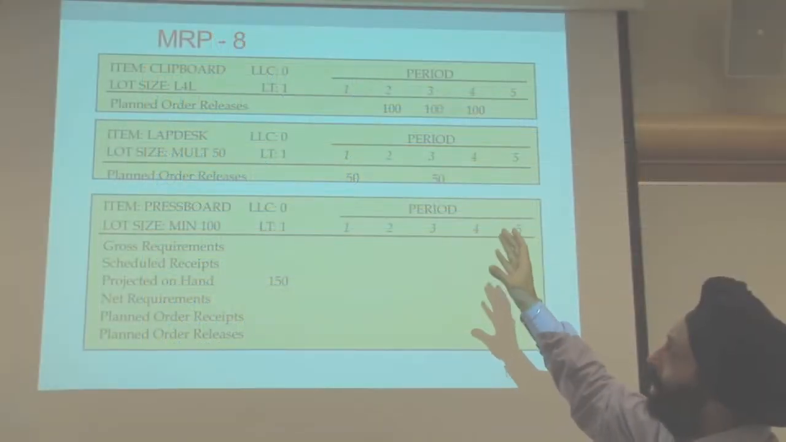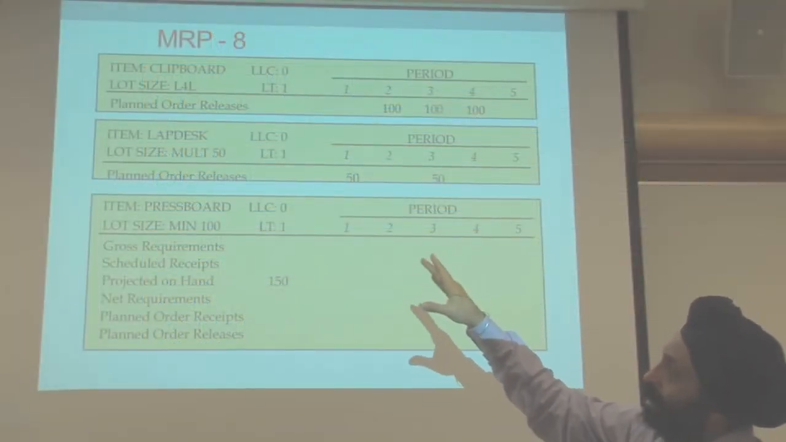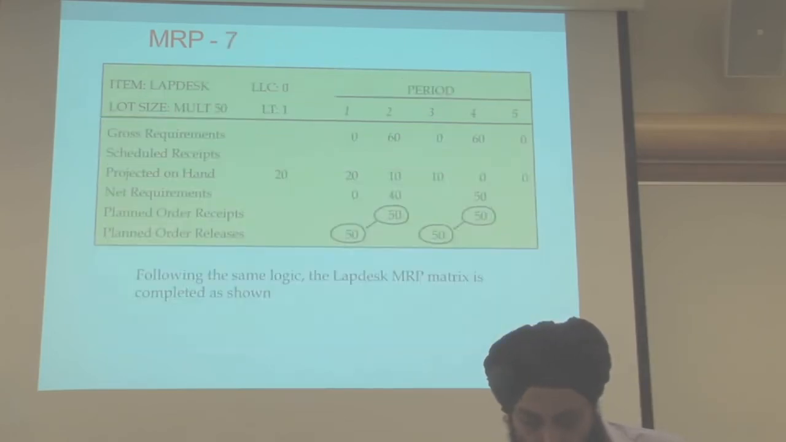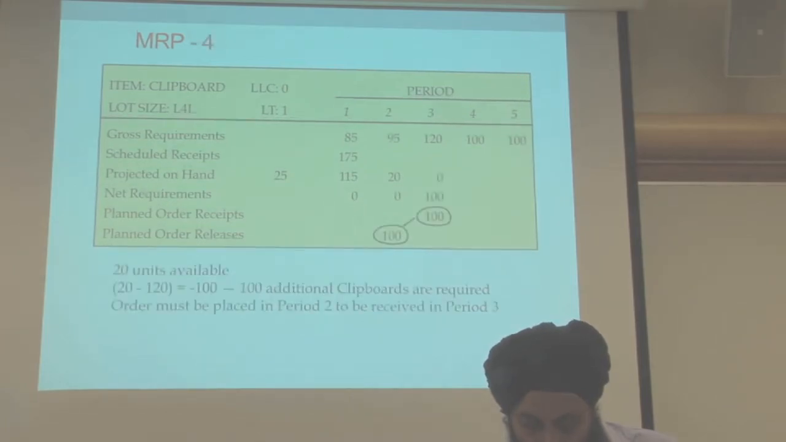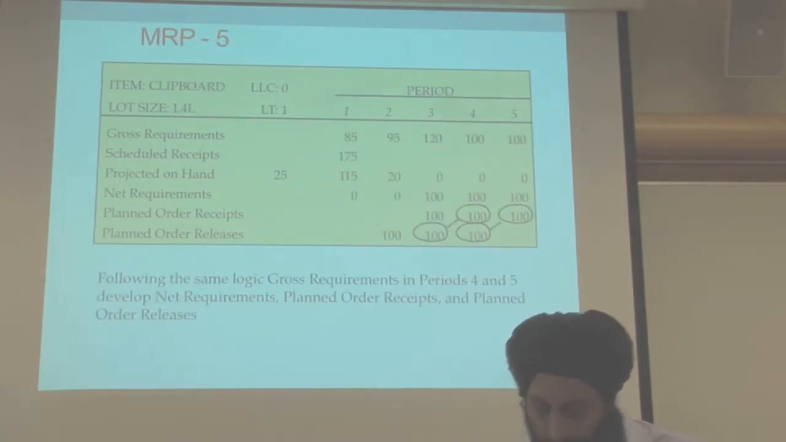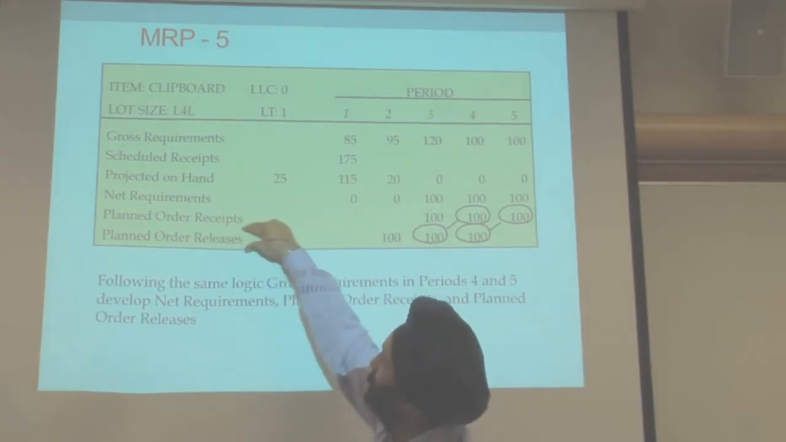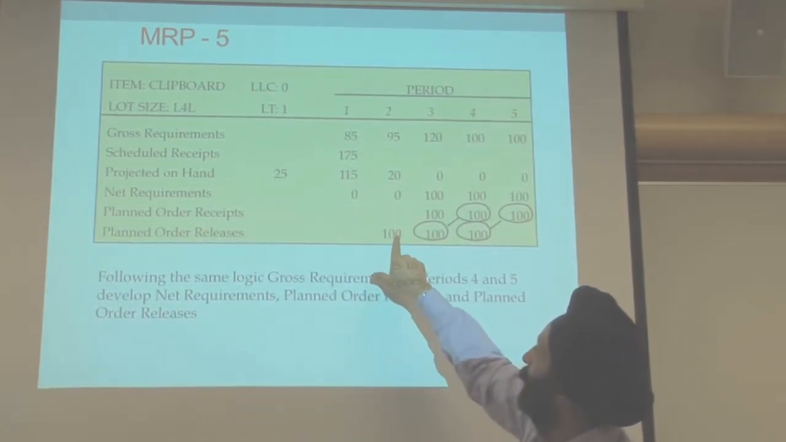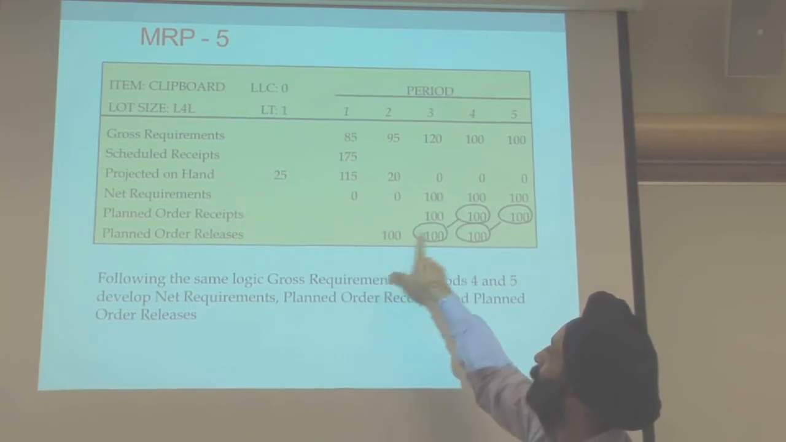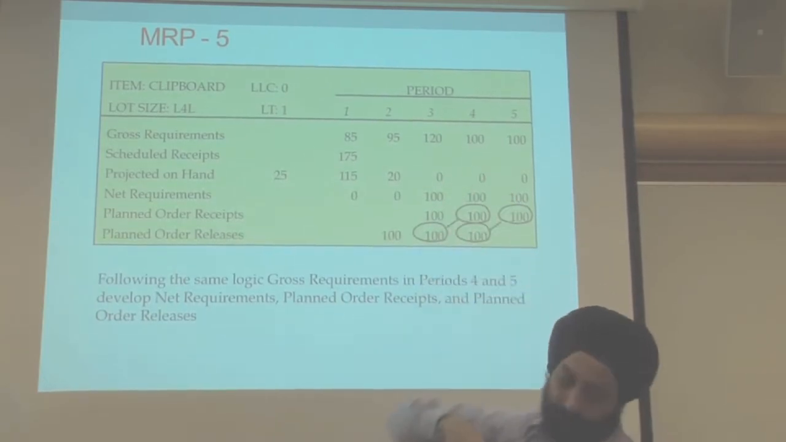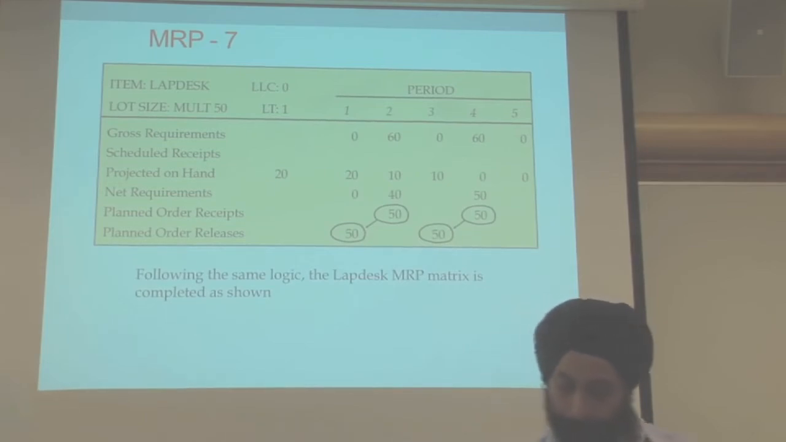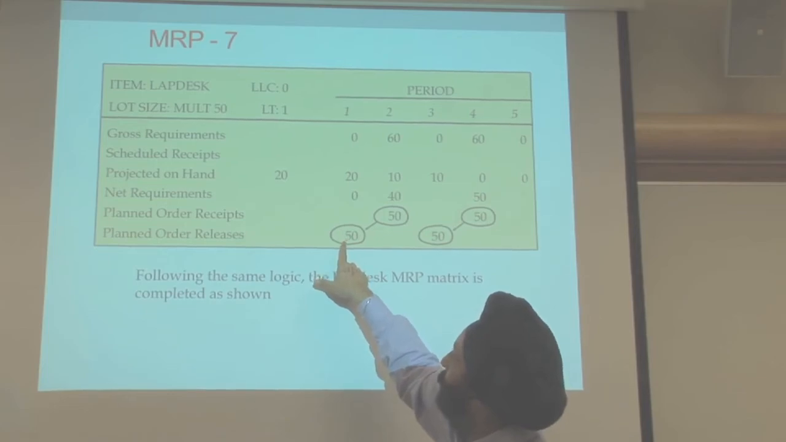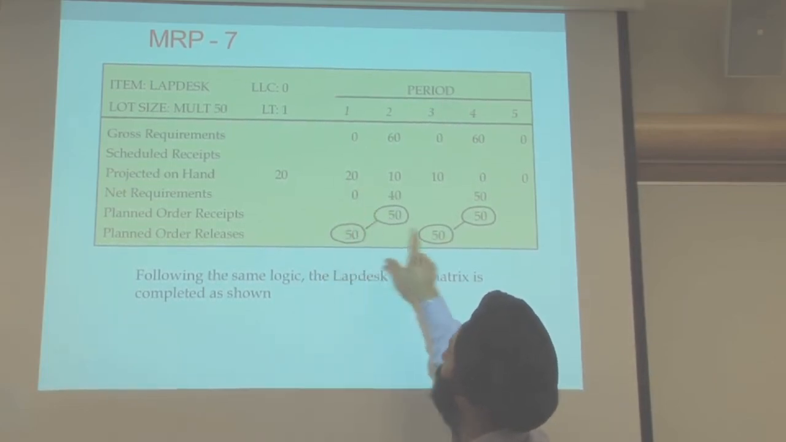One is for the clipboard, where you're looking at planned order releases. Let me just go back and show you that information. Here we go. You can see planned order releases for clipboard is given to you. So that's the clipboard up here. Planned order releases are 100 units in period 2, 100 units in period 3, and 100 units in period 4. And then for lab desk, we need to have planned order releases of 50 in period 1 and 50 in period 3.